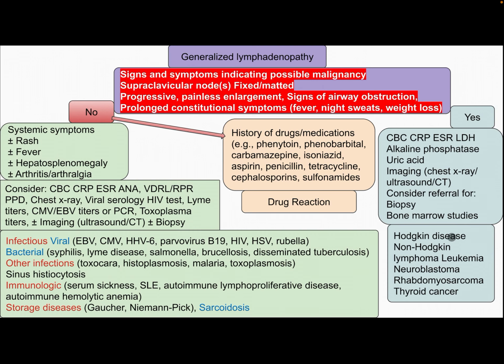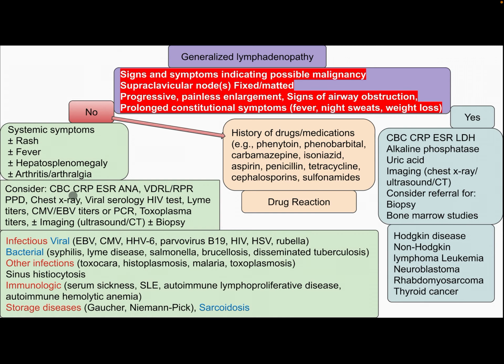If it is yes, the same approach as we mentioned previously. If it is generalized and not associated with any of the red flags, either drug reaction, history of a drug, medication, phenytoin, phenobarbital, carbamazepine, INH, aspirin, penicillin, tetracycline, cephalosporin, sulfonamide, steroids, and other. If there is no drug history, is there systemic symptom like rash, fever, hepatosplenomegaly, arthritis, arthralgia?